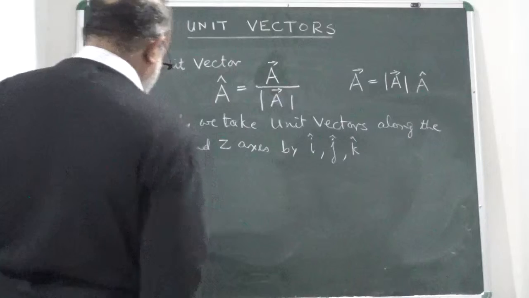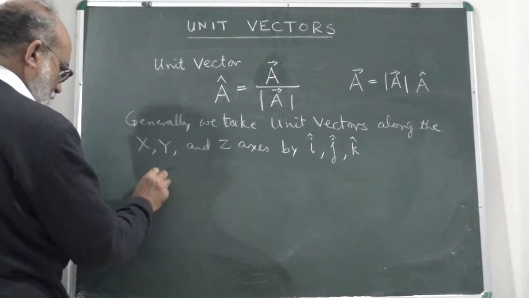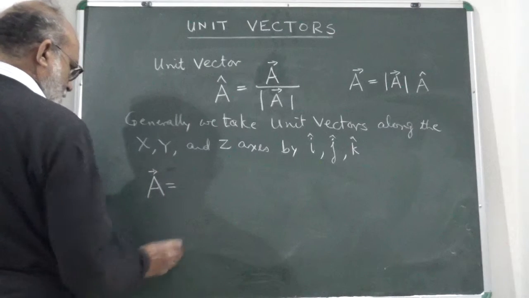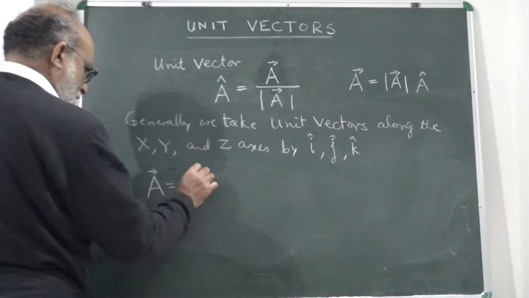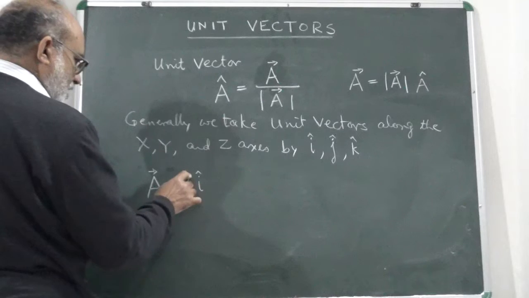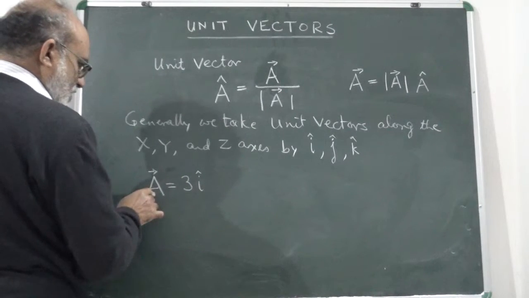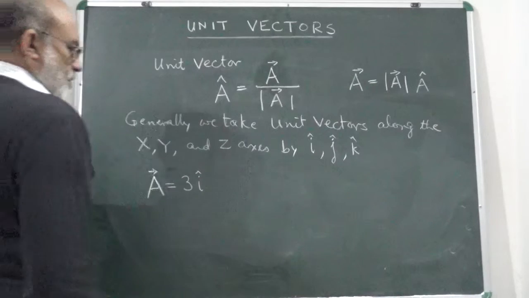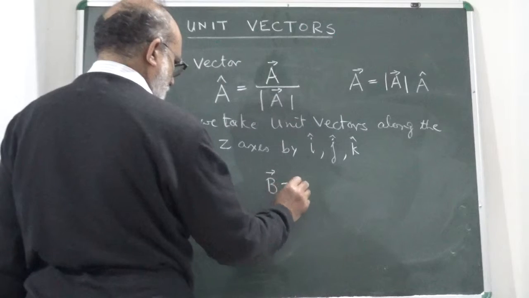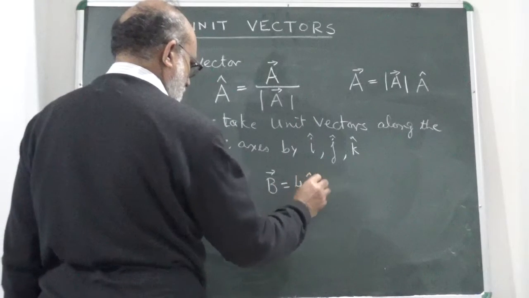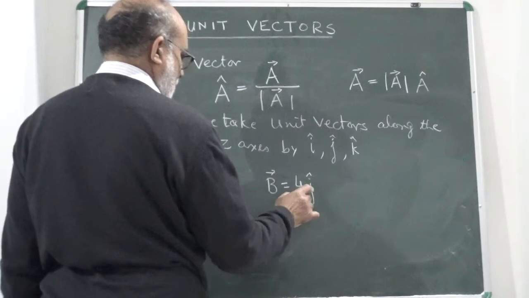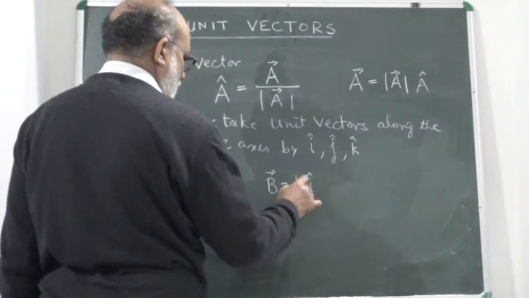So suppose A is a vector which has a magnitude 3i. It means this is a vector whose magnitude is 3 and it is directed along the x-axis. Similarly, if you write a vector B as 4j, this is a vector along the y-axis having magnitude 4.